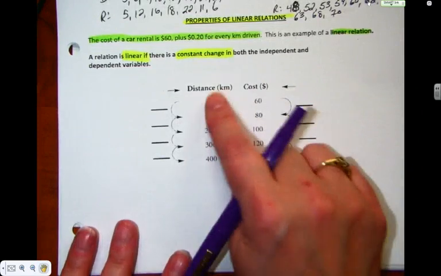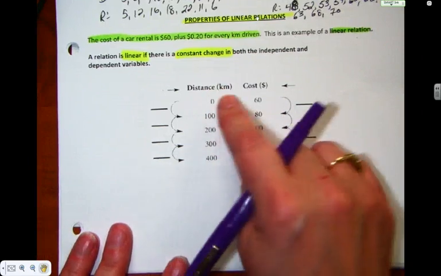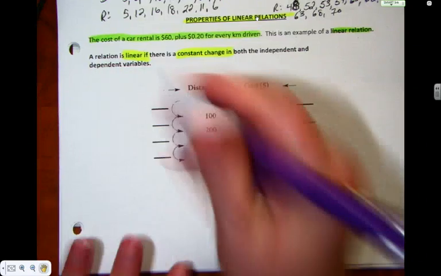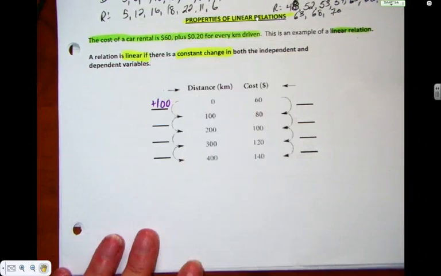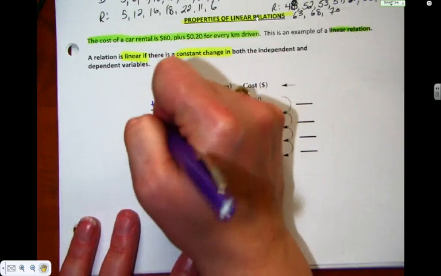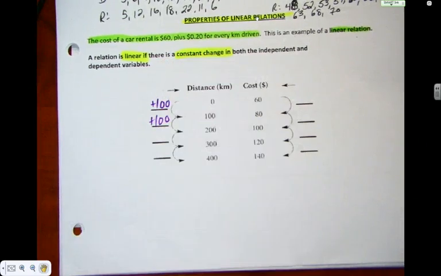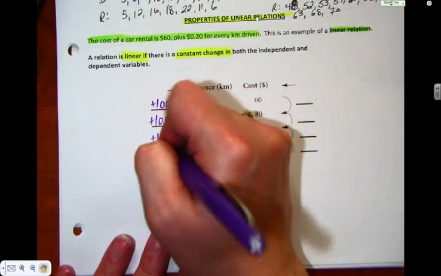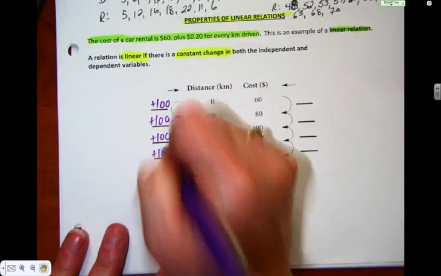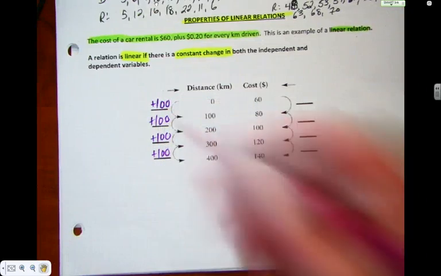What I want to know is what's the difference in the distance? So from 0 to 100, how many did we add? Well, that's plus 100. To go from 100 to 200, plus 100. 200 to 300, and no big surprise now, 300 to 400. That's called constant change.